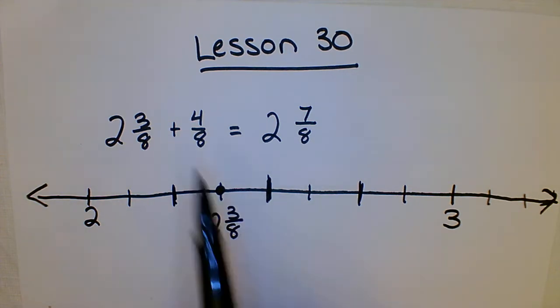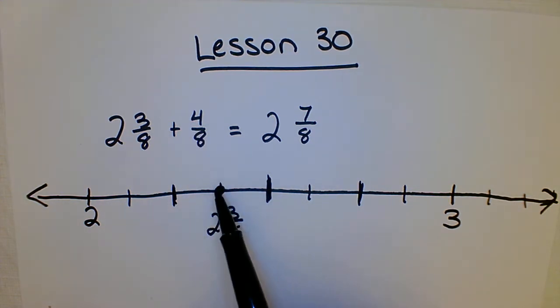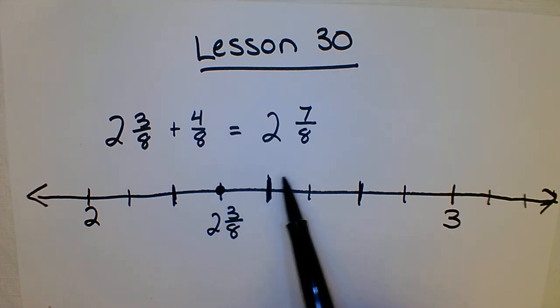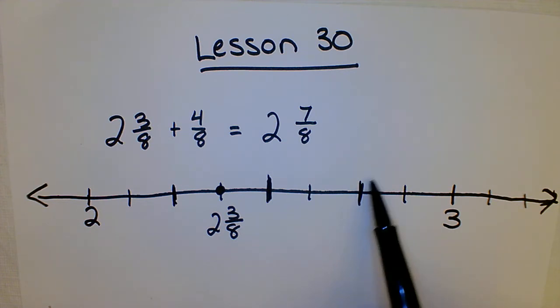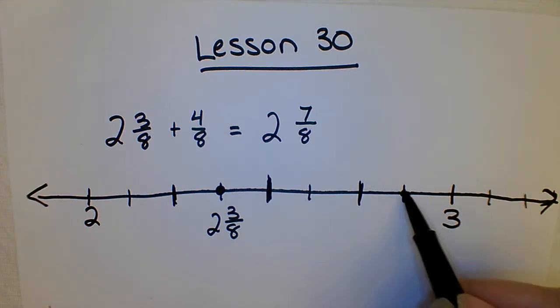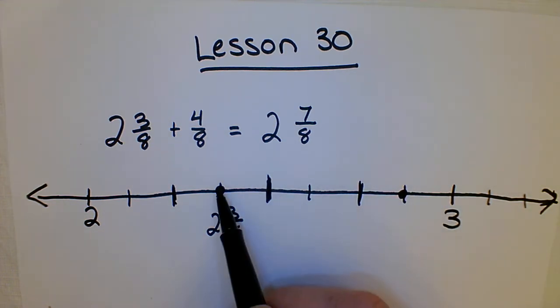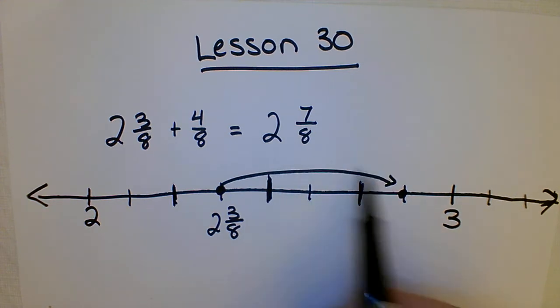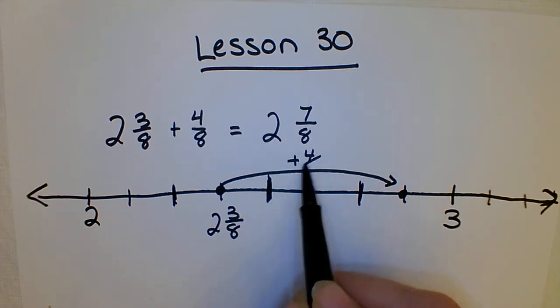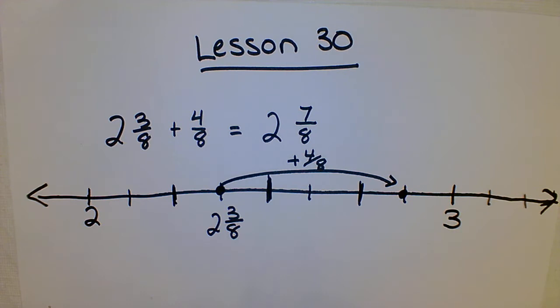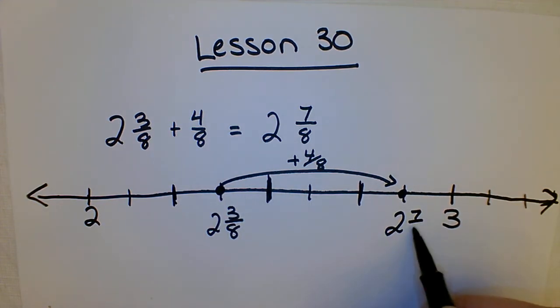And now what I want to do is add 4/8 onto that. So I'm going to hop up 4/8: 1/8, 2/8, 3/8, 4/8. I can show that by doing this and showing that I added 4/8. I should have left a little more room, I apologize. And where do I land? Well, 2 and 1, 2, 3, 4, 5, 6, 7 eighths. And that's exactly what we got before.